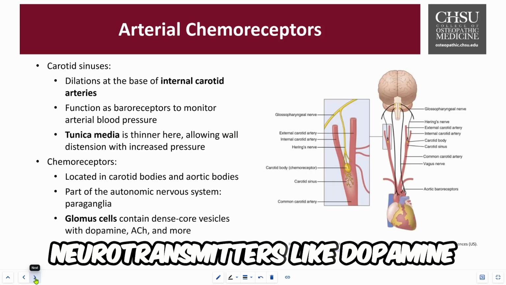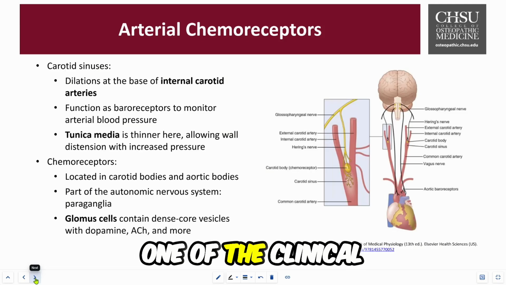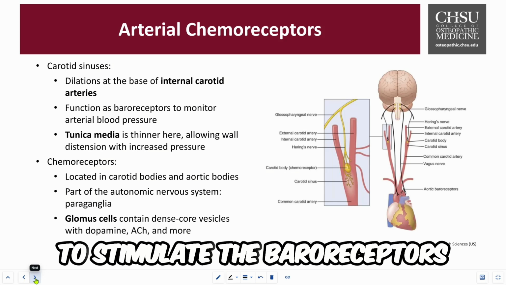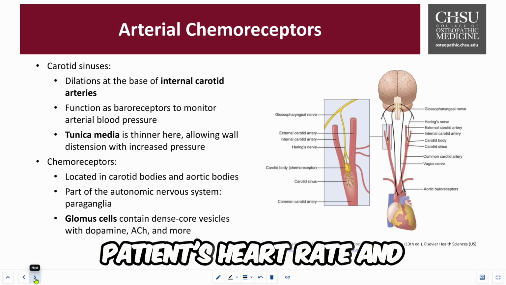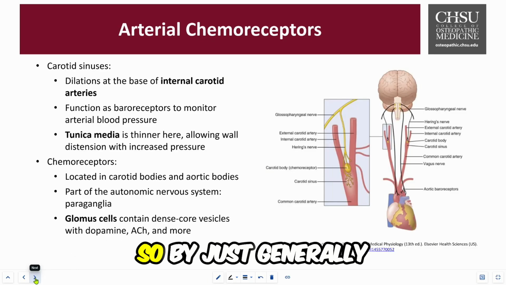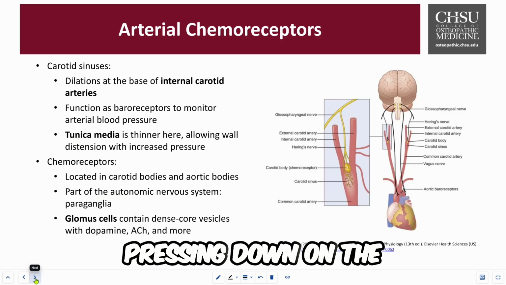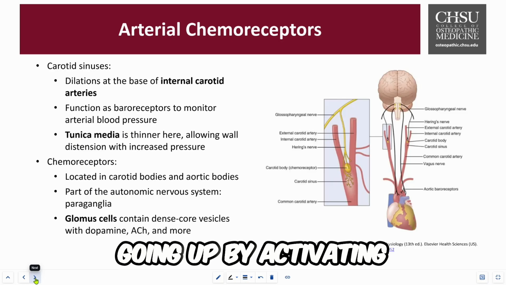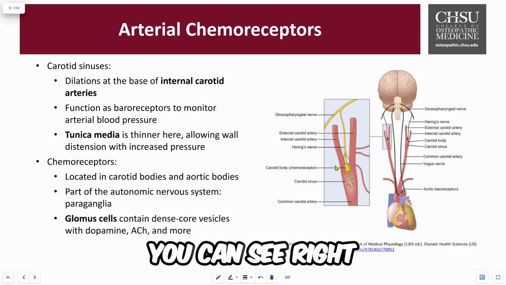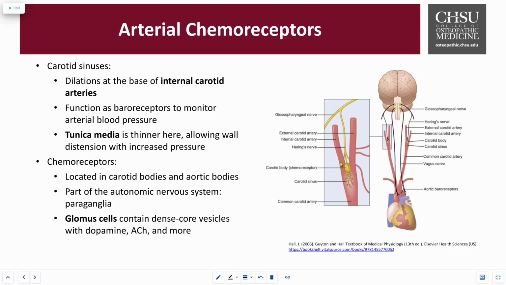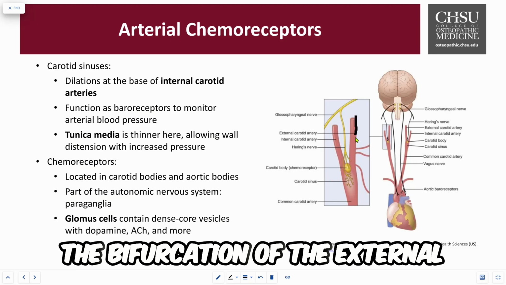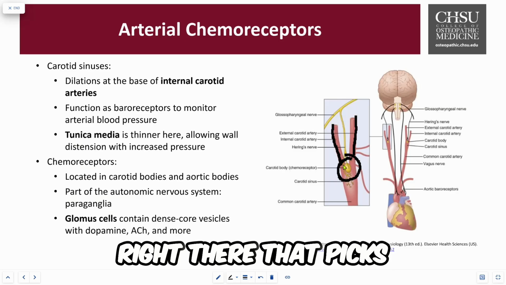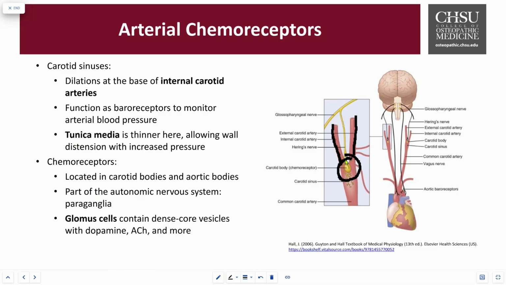They contain a set of cells called glomus cells, which are dense core vesicles that house neurotransmitters like dopamine and acetylcholine. One of the clinical techniques here is the carotid sinus massage, which can be used to stimulate the baroreceptors and slow down a patient's heart rate in certain types of tachycardia. By pressing down on the carotid artery, you can slow down the amount of blood going up by activating the baroreceptors. You can see right here that between the bifurcation of the external and the internal carotid artery, there is a chemoreceptor, the carotid body, that picks up a change in the blood flow.